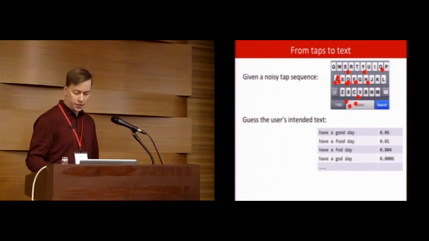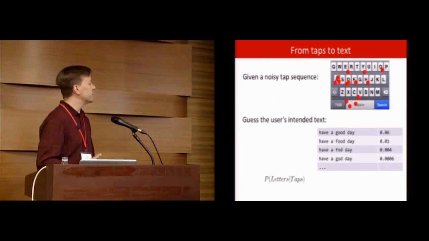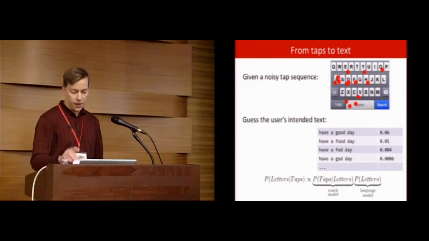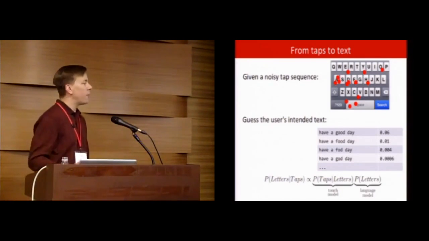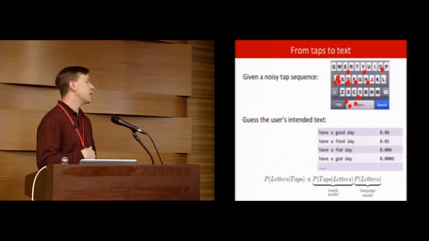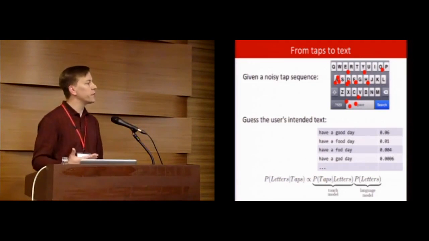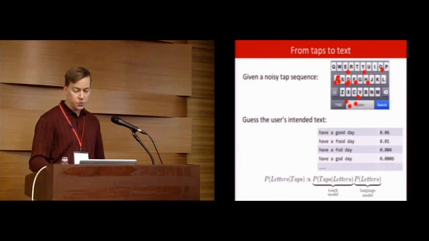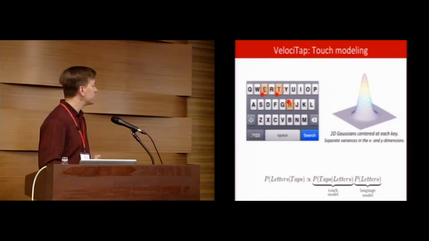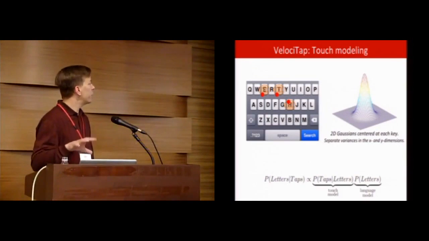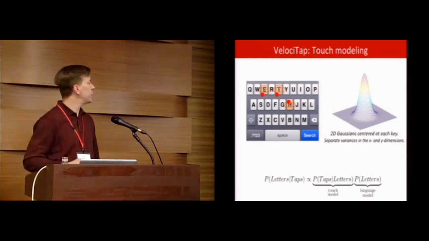So this is what we like: a probability distribution over the letter sequences given this noisy tap sequence. As is usually the case, we don't know how to do that directly, but what we do know how to do is use Bayes' rule, so we can flip that around, and it's proportional to the probability under a touch model times a language model. This is analogous to things like speech recognition, only we have a touch model instead of an acoustic model. So those are the 2 parts of the model. The first part is the touch model. VelociTap is currently using quite a basic touch model. We're going to center a 2-dimensional Gaussian at each of those key centers.